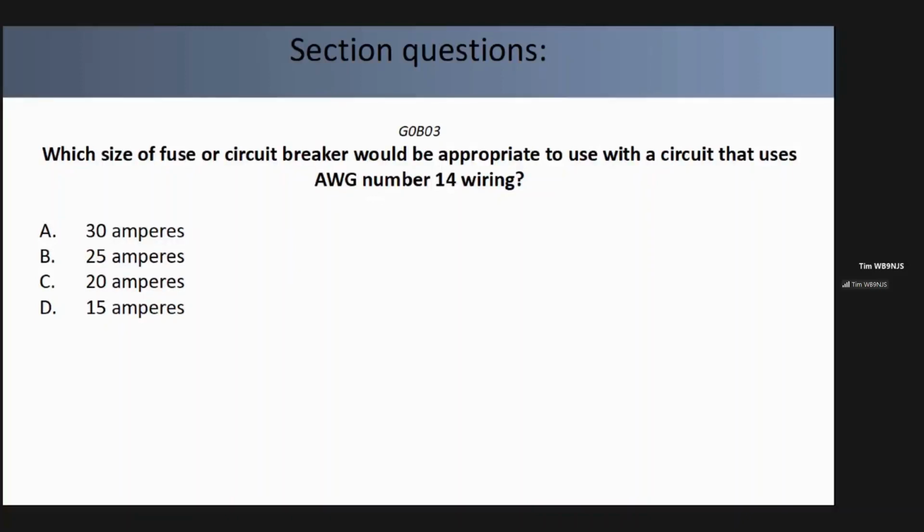Okay, so this is something that comes out of the NEC. What size of fuse or circuit breaker would be appropriate to use with a circuit that uses AWG number 12 or number 14 wiring? Okay, so it's a higher number, which means it's smaller wire, so it's going to be a lower current, and actually it is the lowest current in the list, 15 amps. And again, my hint for this: 14, 15. If you see number 14, the answer is going to be 15 amps.